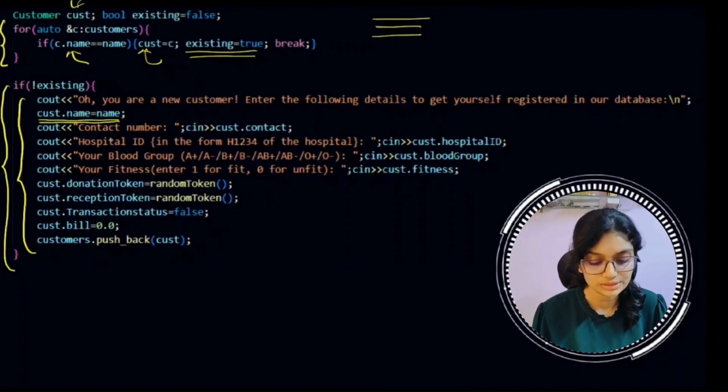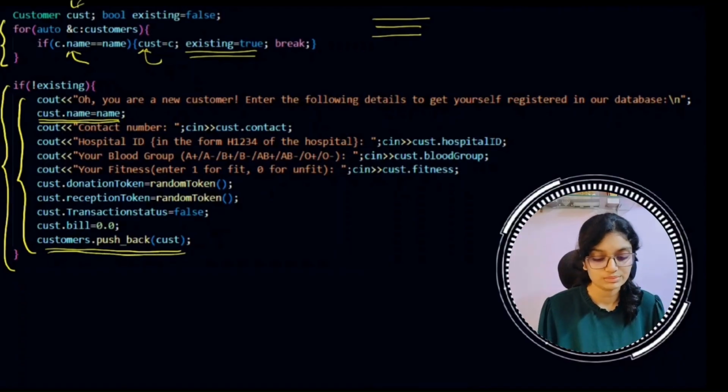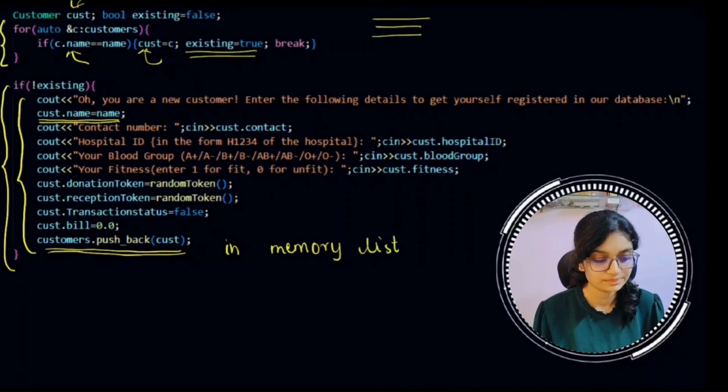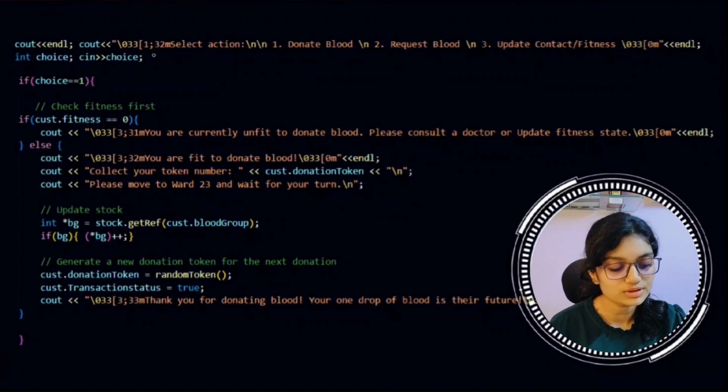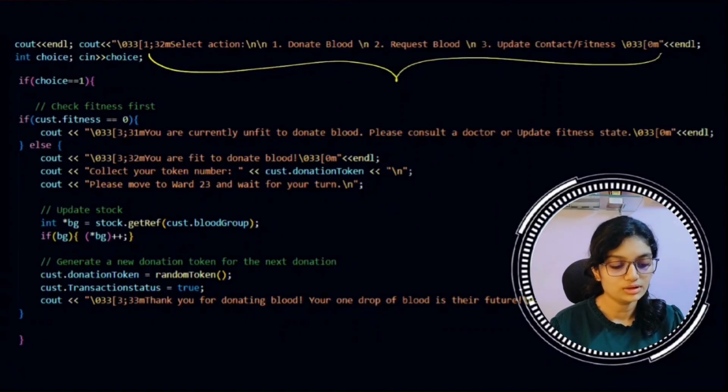So once the user actually inputs all these details, they will be updated into the CSV by using the push_back. So a new vector will be formed by the name customers, and this vector will be then pushed back. And moreover, all these details will also be there in the in-memory list for us to use in the future. The first line is responsible for showing the options that are available to the user.